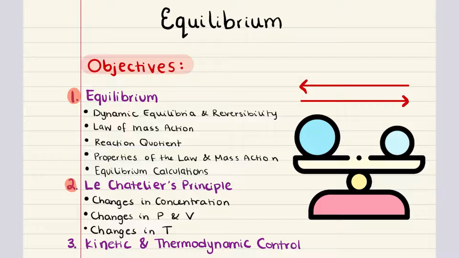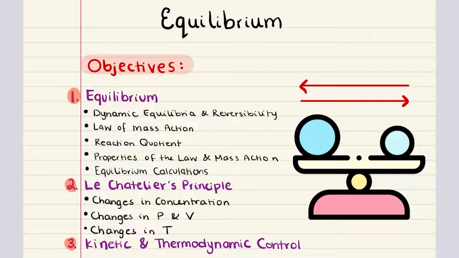The last and final objective is titled Kinetic and Thermodynamic Control. So in this final objective, we're going to identify the conditions that will cause a reaction to favor the kinetic or the thermodynamic product. In addition, we're going to cover how to distinguish between a kinetic and a thermodynamic pathway on a reaction coordinate diagram.